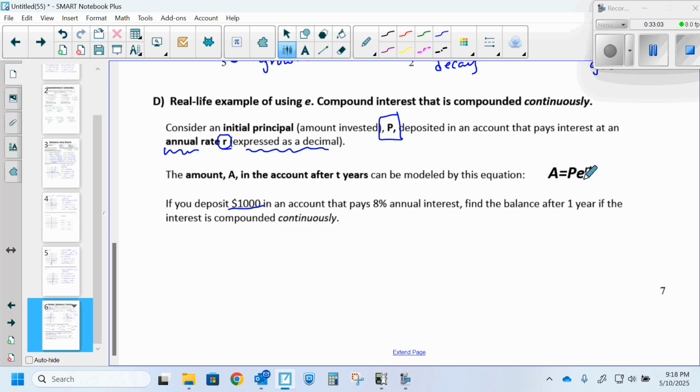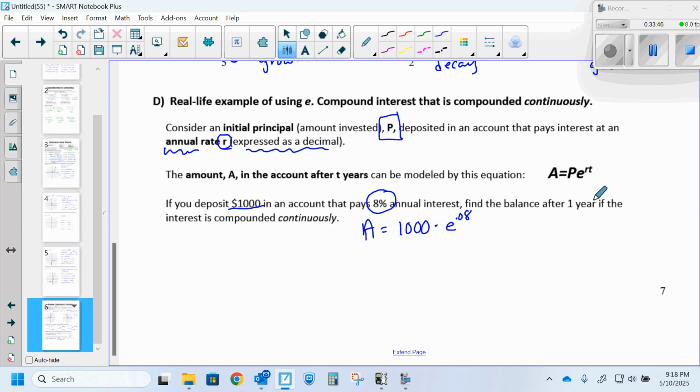e is about 2.72, but you are not going to use 2.72. I'm going to show you the e button on your calculator. The rate is a decimal, and t is time in years. So if I said 6 months, you would have to do 1/2. The amount in your account after the time will be this A. So we have $1,000 times e to the rate, here 0.08. That is an incredibly high interest rate. You will never find that in a savings or a checking account, actually.